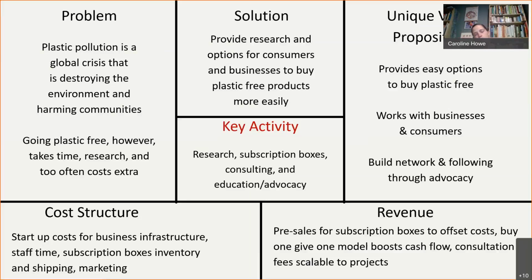So the costs, obviously, are the startup costs for the business infrastructure, the subscription boxes and sales, inventory and shipping, and then the cost of marketing. The revenue is going to come both from the subscription boxes, a buy one, give one model, that when people buy one subscription box, we are able to gift one to someone who couldn't buy their own. And then a consultation fee scalable to your project. So this model is really looking at multiple revenue streams, but that are all coming from that core strength of this organization, which is that research and knowledge of what is possible, and through the buy one, give one, making it more affordable. For many businesses that are trying to start as a green business, the cost structure and the revenue is the most challenging piece to get to.